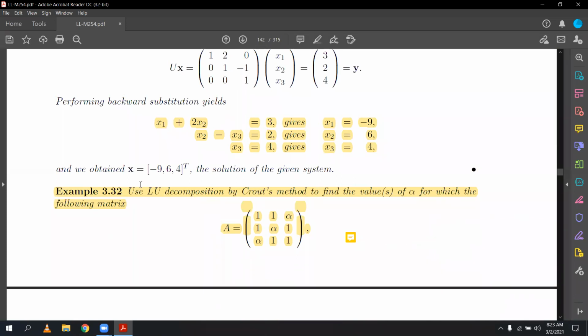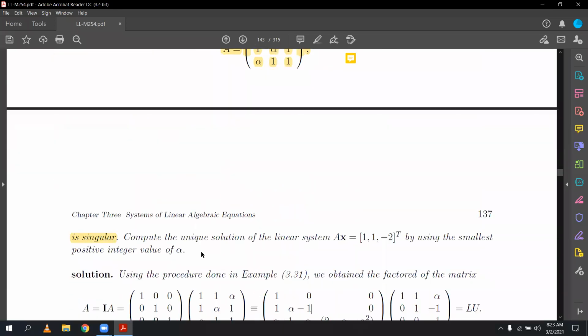It says use LU decomposition by the Crout method to find the value of alpha for which this following matrix is singular. This is the first step. Singular means you never have a unique solution. Then the second step, it says compute the unique solution of the system by using the smallest positive value of alpha. So first job you have to do what?